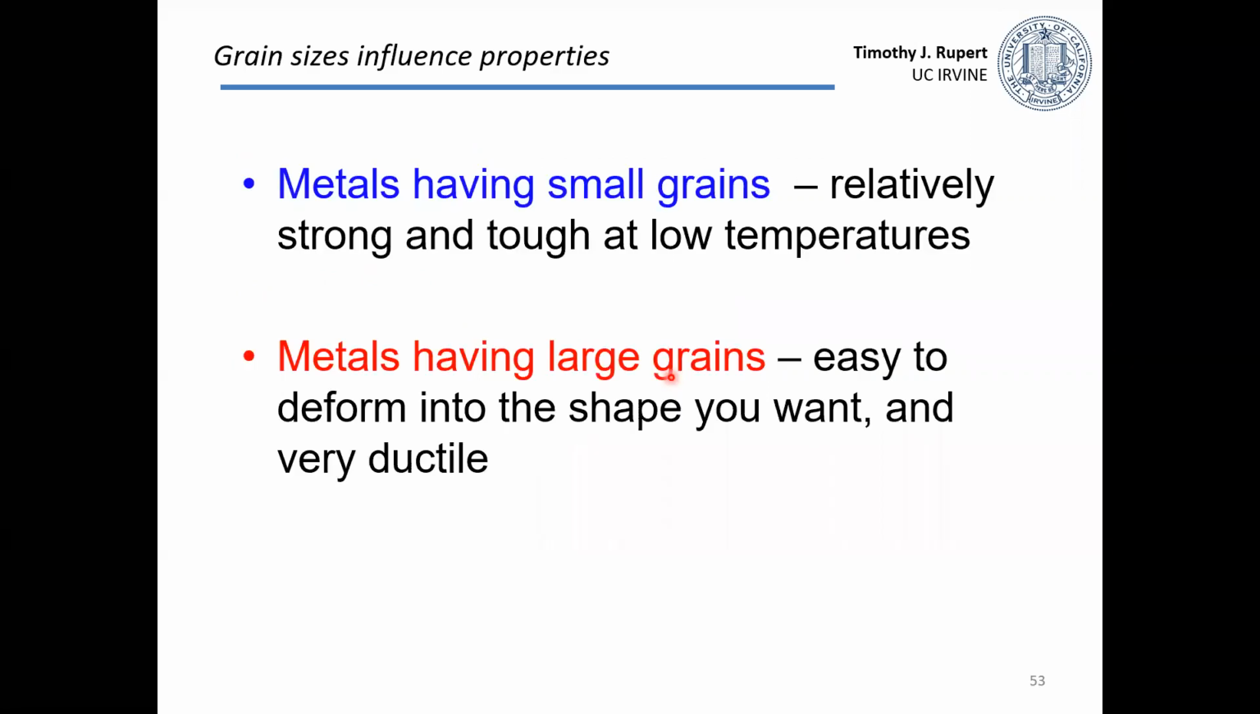So this grain size that we see in our material is going to influence our properties. Metals that have small grains are relatively strong and tough at low temperatures. So that means it's hard to deform. And in contrast, metals that have large grains are easy to deform into the shape you want and very ductile. So you can think about it in an analogous way to that cold and hot working. So if I have really small grains, my material might be hard to deform. And if I want a strong bridge, that's what I want. But on the other hand, if I want to take some piece of sheet metal and form it into a shape so that I can make a car out of it, I might want my metal to have large grains. So it's important to think about how these different features of your microstructure are affecting your properties depending on the goal you have in mind.